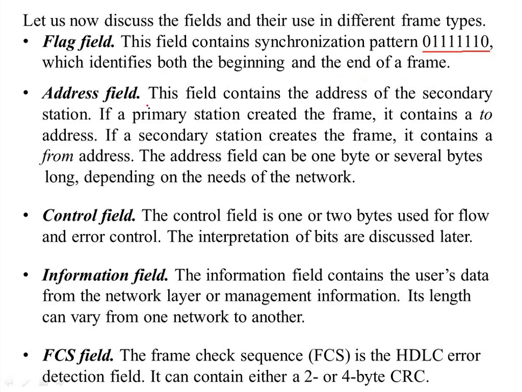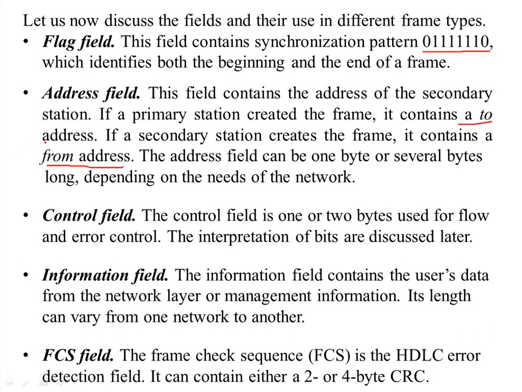Then the address information. This field contains the address of the secondary station. If we are considering point to point or point to multipoint communication, or even the ABM type of system, then the address of the secondary station, that means to whom you are sending the command, is read. If the primary station creates the frame, it contains a to address, and if the secondary station creates the frame, it contains a from address. That means who is sending and to whom.